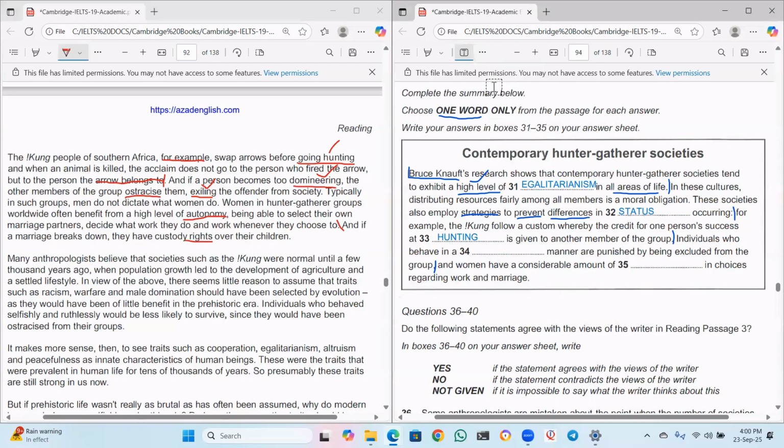Yes, domineering manner. Yeah, that is the right answer. Domineering manner are punished. Yes.